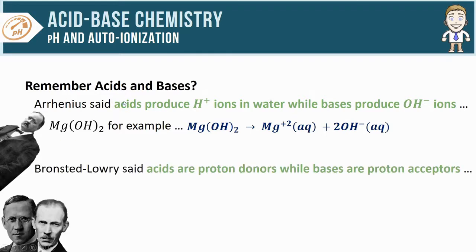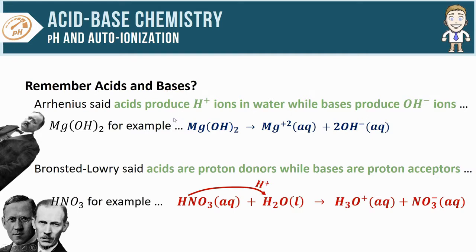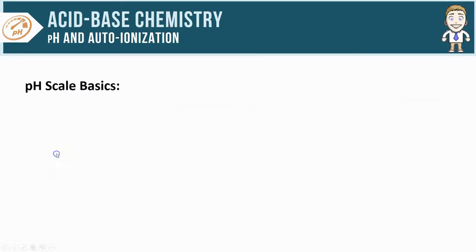The more inclusive Bronsted-Lowry theory says that acids are actually proton donors while bases are proton acceptors, like this HNO3, nitric acid, that donates an H plus to water, making H3O plus ions and therefore acidifying the solution. Now we can go one step further and take a look at a good numerical way to keep track of just how acidic your solution is. I'm talking, of course, about pH.